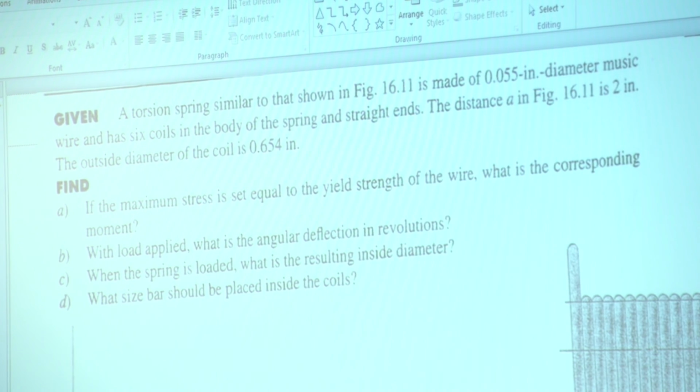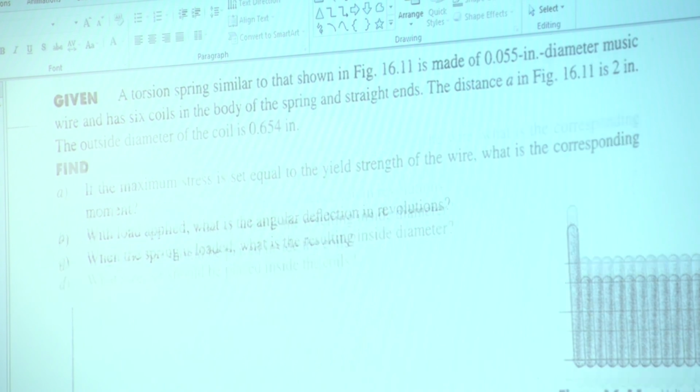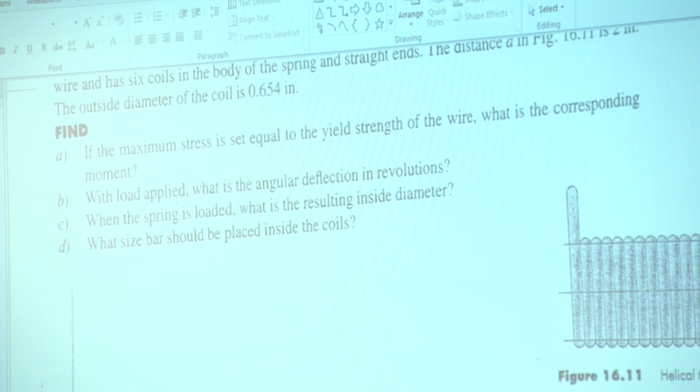In other words, what moment causes the wire to yield? B, with load applied, what is the angular deflection? And when the spring is loaded, what is the resulting inside diameter and what size bar should be used inside of the spring? Stuff we just talked about at the end. The picture is given there as well.